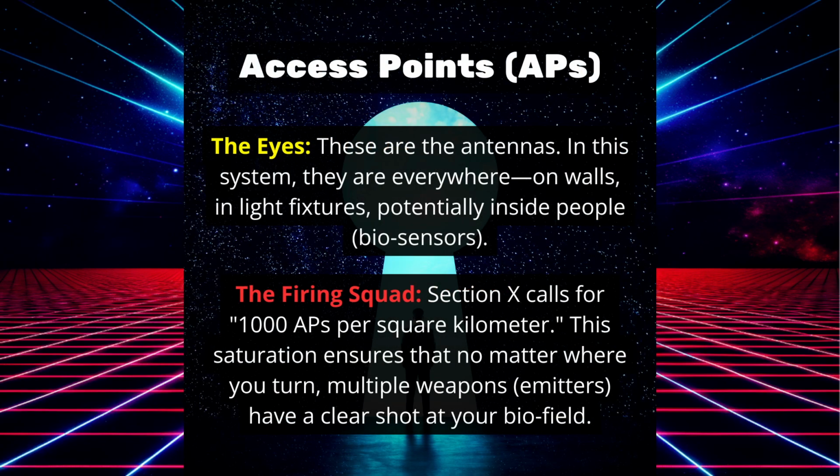Access points. These are the eyes, these are the antennas. In this system, they're everywhere on walls and light fixtures, potentially inside people. Not potentially, they are. Biosensors. The firing squad, section 10, calls for 1,000 AP access points per square kilometer. This saturation ensures that no matter where you turn, multiple weapons emitters have a clear shot at your biofield.